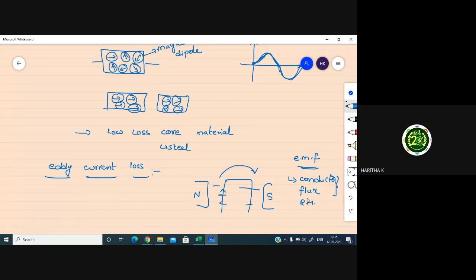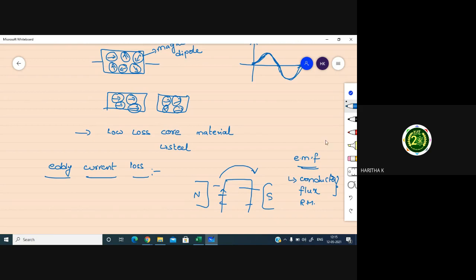Relative motion means there must be a speed difference. Either the conductor should rotate and the flux must be stationary, or the flux must be rotating and the conductor must be stationary. Either one of those two must be stationary and one must be rotating. Then there exists a speed difference, that is called the relative motion. So if you have these three things, then EMF will be induced in this conductor. That is experimentally proven by Faraday. So that is what Faraday's first law is, how the EMF will be induced.